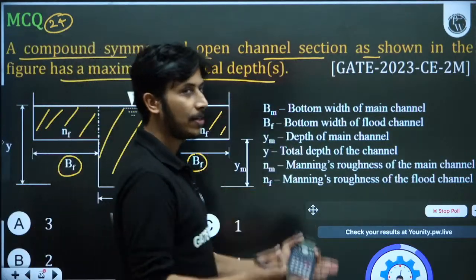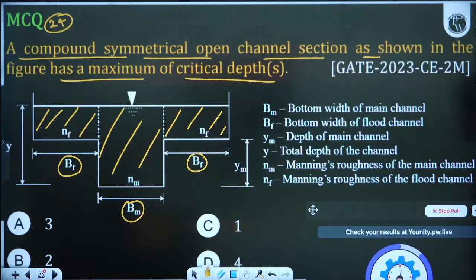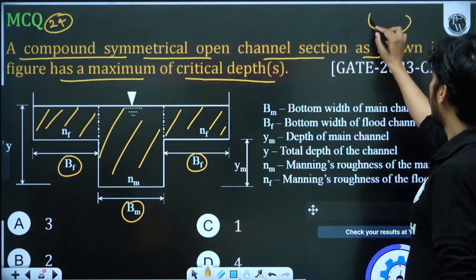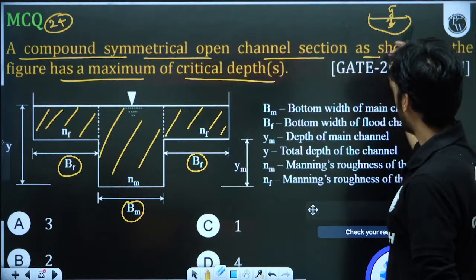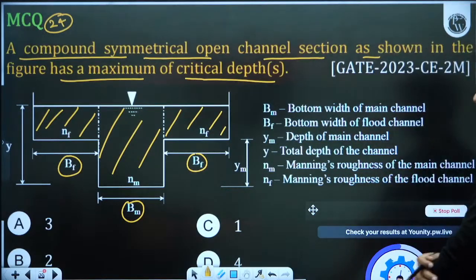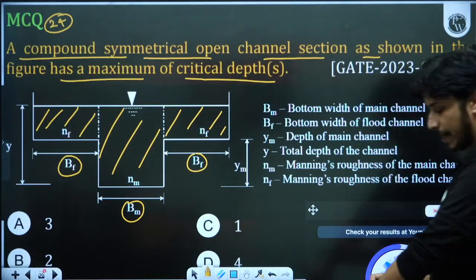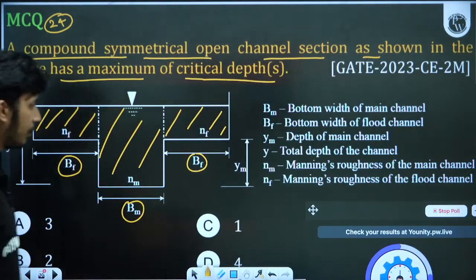In rectangular section, the center of the area from top is y by 2. Y bar is the distance of the center of area. Suppose this is the channel, the center is here, the center of area from top is y bar. In the last class I told you this thing. For triangular it is y by 3. For any channel we can calculate the centroid, the center of area. Calculate this.